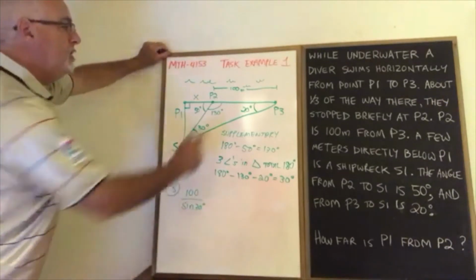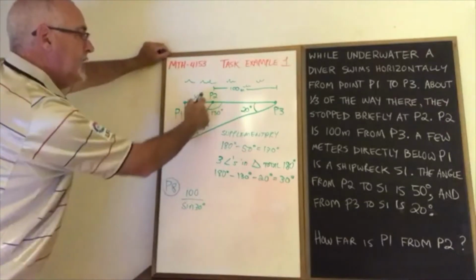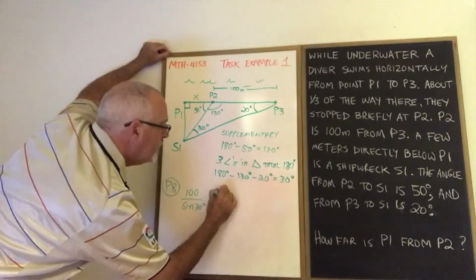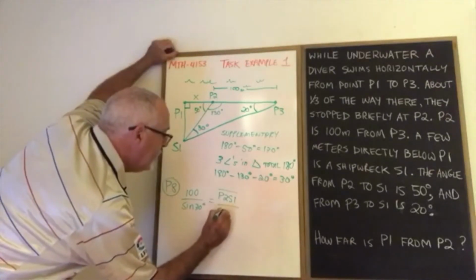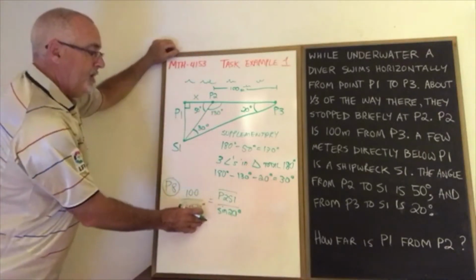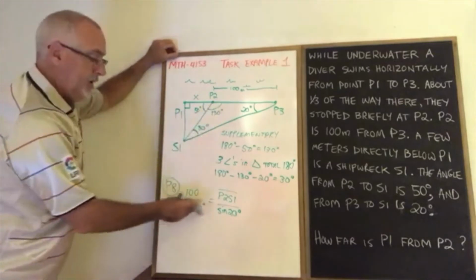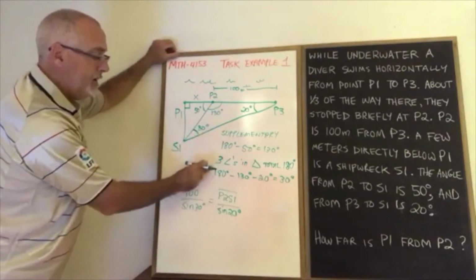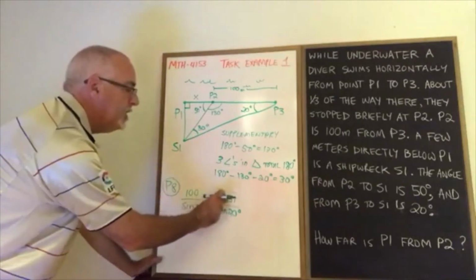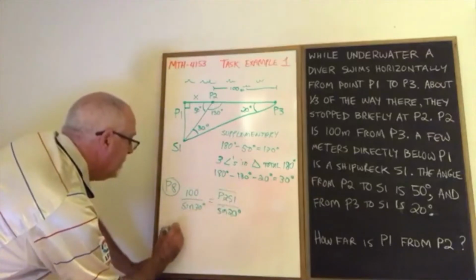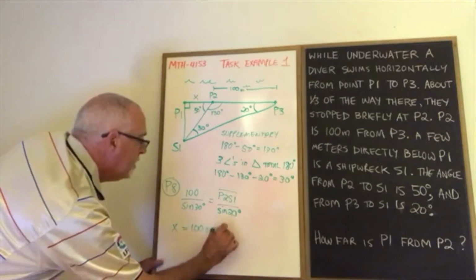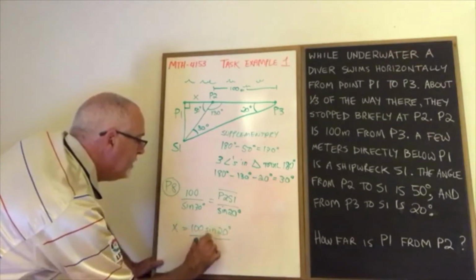has to be equal to my unknown S1 P2 side over sine of 20 degrees. I didn't need to use the 130-degree angle in this step, but I needed it to get to this step. Now, isolating my unknown, I'm no longer going to call it P2S1, I'm going to call it x. X is equal to 100 sine 20 over sine of 30.